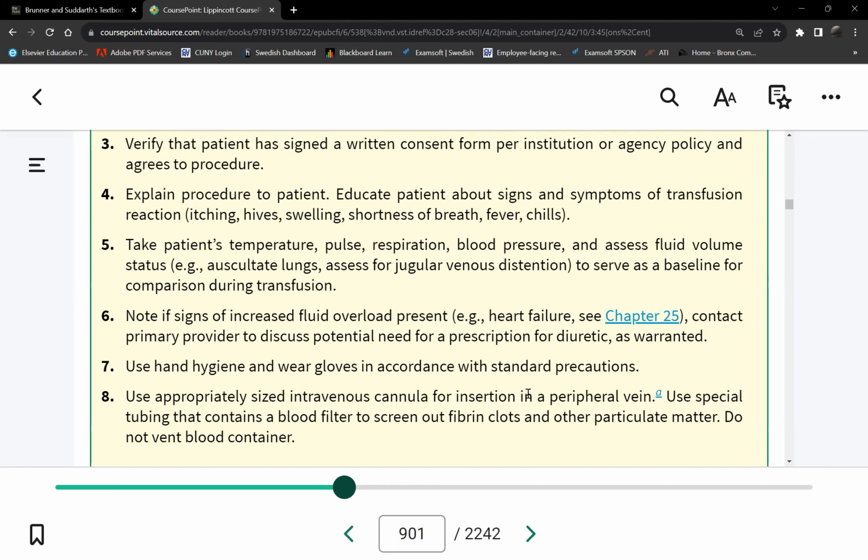All right, the blood tubing will have a filter, so it will filter if there are any clots in there, so at least that won't go into the patient, or any other particulate matter. So we're basically filtering out clots that are in that bag. All right.